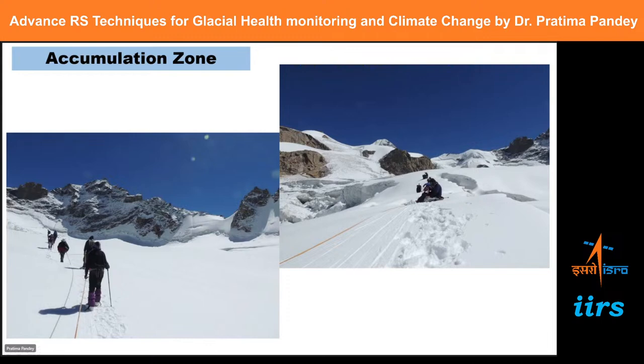These are the field photographs showing the accumulation zone of the glacier. You can see this is the accumulation zone where we have only snow. There is nothing else except a few crevasses. So we have the accumulation zone, and this line, if you can see, is the headwall crevasses. This is the headwall of the glacier, and the glacier starts from here below the headwall, and these are the crevasses known as Bergschrund, from where the glacier starts.